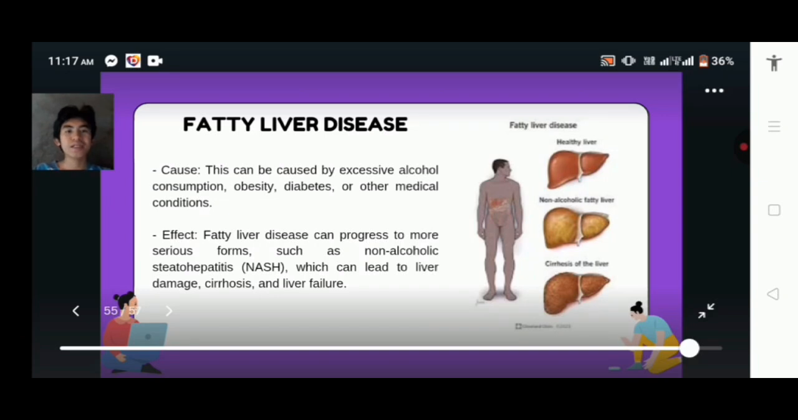Next is fatty liver disease. This can be caused by excessive alcohol consumption, obesity, diabetes, and other medical conditions. Fatty liver disease can progress to more serious forms such as non-alcoholic steatohepatitis, or NASH, which can lead to liver damage, cirrhosis, and liver failure.